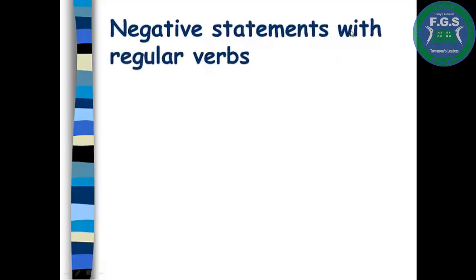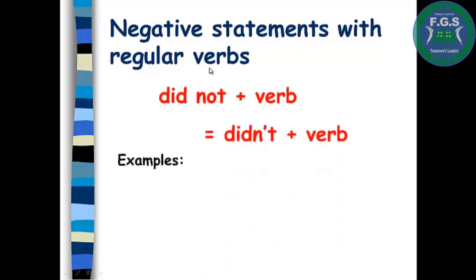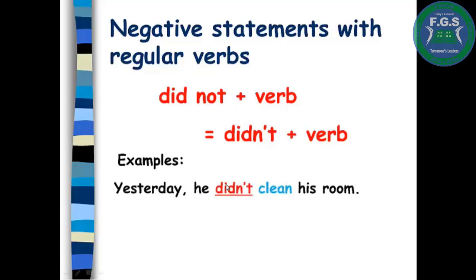Negative statements with regular verbs. Did not plus verb or didn't plus verb. Notice here the verb infinitive. What does infinitive mean? Verb without d or ed or ied. Examples: yesterday he didn't clean his room.